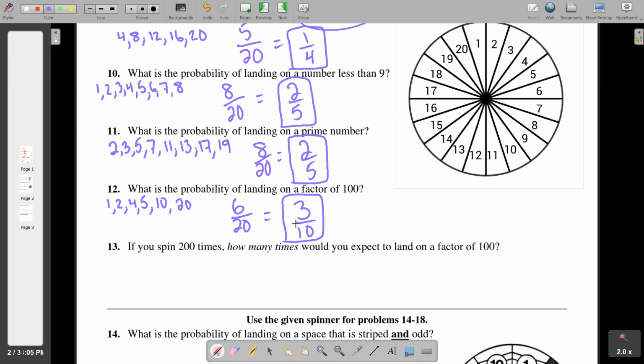This is exactly the same as question 2, and it's exactly the same as question 4. Remember those where we take a probability and apply it to an experiment, like do this 100 times and make a prediction. Well, this one is the probability of landing on a factor of 100 is 3/10, and I'm going to do the experiment 200 times. Third verse, same as the first.